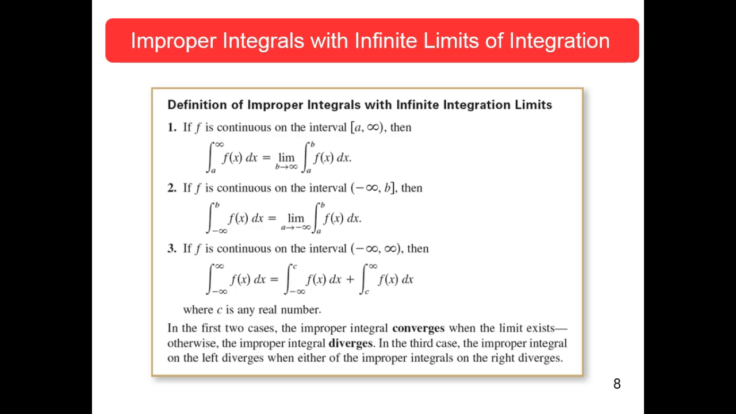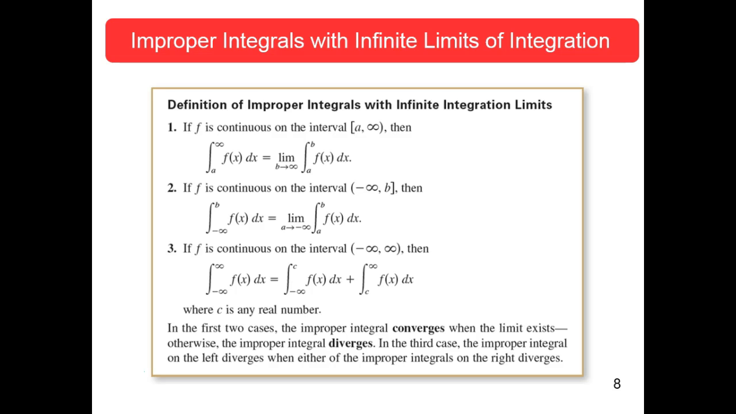From negative infinity to b, then the integral from negative infinity to b of f of x dx would be, just like before, the limit as a approaches negative infinity of the integral from a to b of f of x dx. That's a definite integral. If you can evaluate that integral, fine. But then if that value has a limit as a approaches negative infinity, then that's how we define our improper integral here.